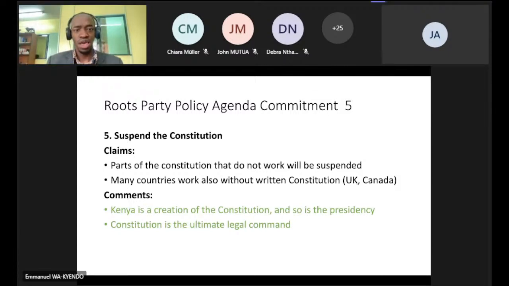And it's not clear that this is the way to solve the problem, because it's not a guarantee. Many do dream of a benevolent dictator as a solution to Kenya's problems, but the track record of so-called benevolent dictators is not very strong. That is all I will say for that. And I will now invite my colleague, Deborah, to continue with the next 5 Roots Party policy commitments.